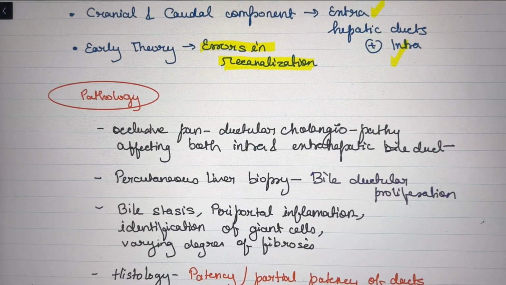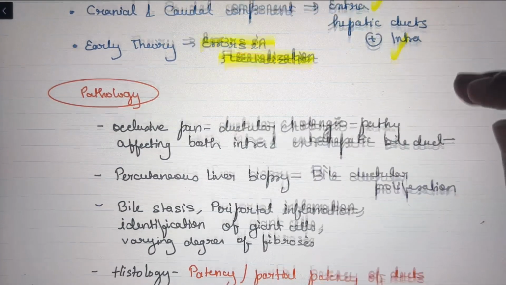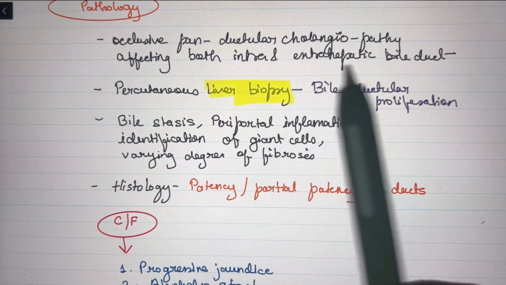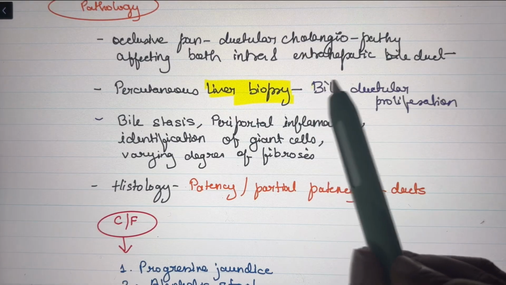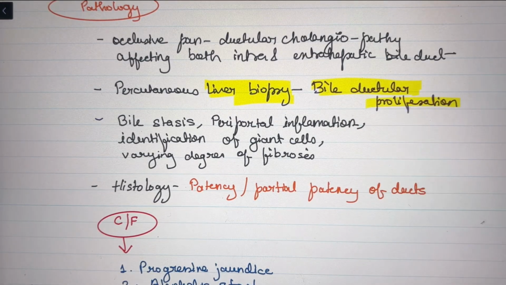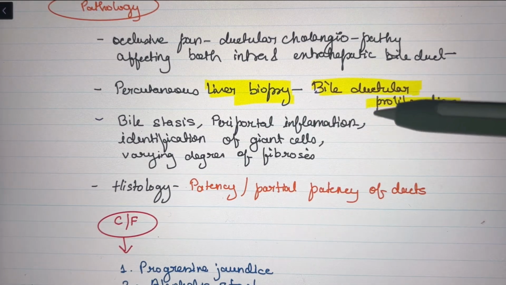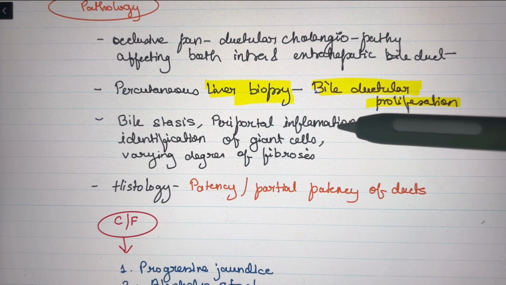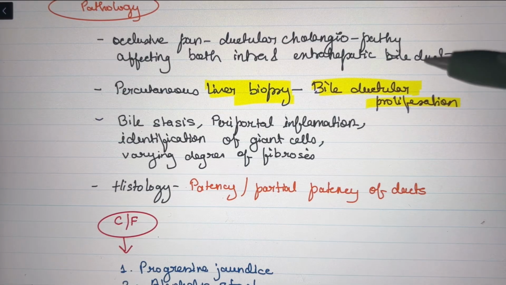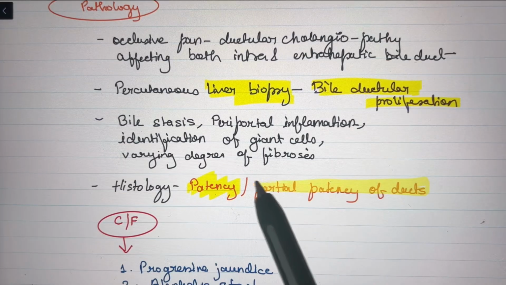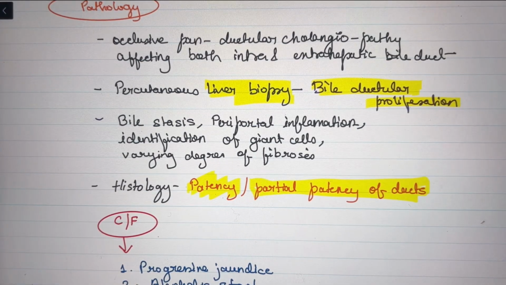So the pathology is occlusive panductular cholangiopathy affecting both the intra- and extrahepatic bile ducts. And if we take a percutaneous liver biopsy, bile ductular proliferation can be seen, and there will be bile stasis, periportal inflammation, and presence of giant cells, where varying degrees of fibrosis may be present. And on histology, patency or partial patency of the duct is present in cases of biliary atresia.